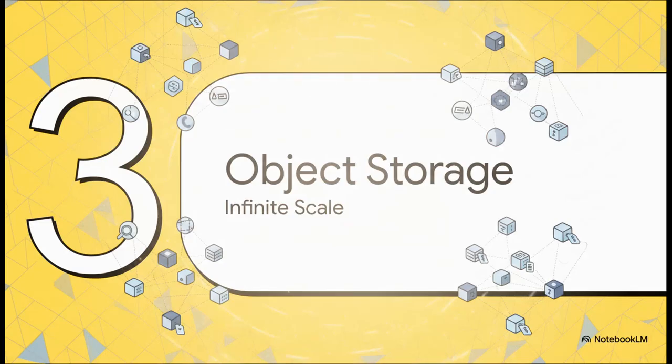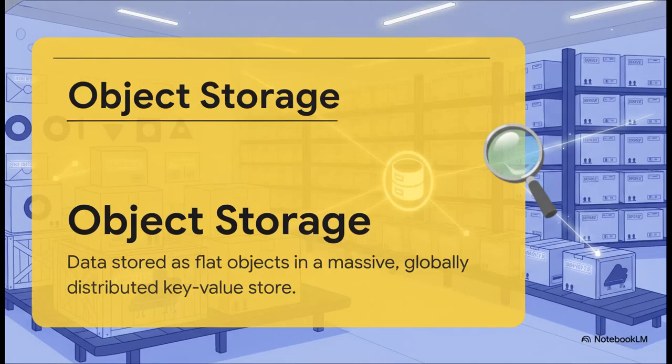All right, Section 3, Object Storage, Infinite Scale. Now, this is where the cloud completely blows the doors off traditional architecture. How? By throwing away the file system entirely. Object storage is honestly fascinating. Instead of folders and nested directories, your data is stored as flat objects in a massive, globally distributed key value store. It's like a gigantic postal warehouse.